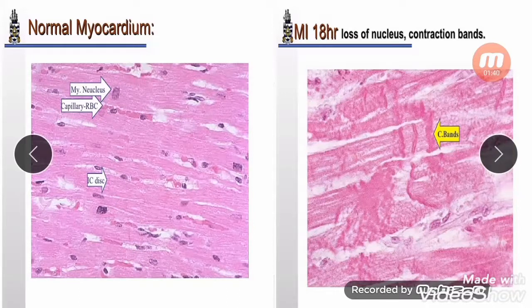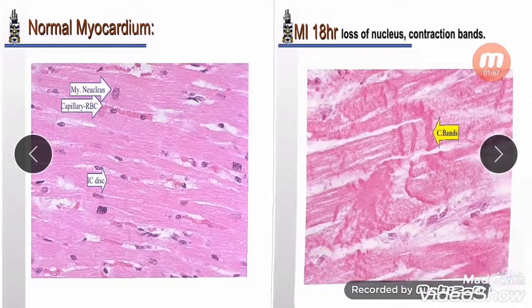The left slide will show the normal myocardium. We will see myocardial nuclei, capillaries with red blood cells inside them, and the last arrow will show the intercalated disc. The right slide will show the MI after 18 hours. We will see loss of nuclei and contraction bands.